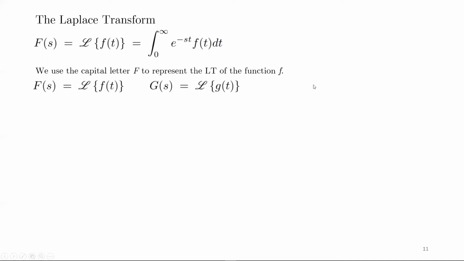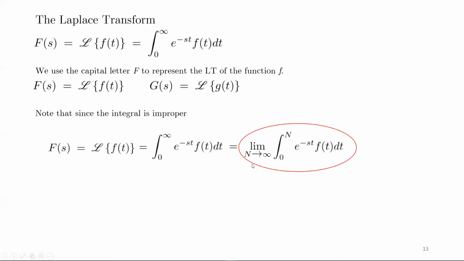Okay, and so again, I pointed out here that this integral is improper because we are integrating from 0, which is fine, but we're going to infinity. So really the right way that we should be writing this Laplace transform is as the limit as n goes to infinity of the integral from 0 to n of these things, the exponential times the function.